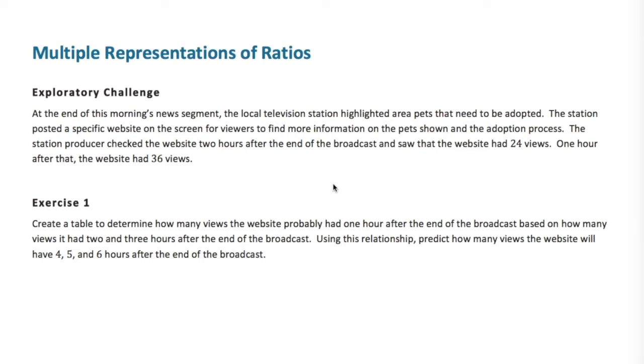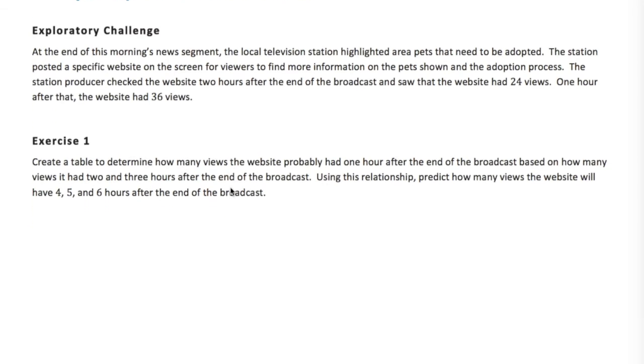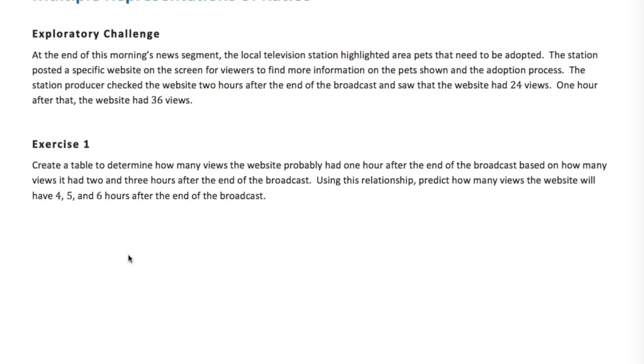Okay, so the first thing we want to do is to create a table, it says, of how many views the website probably had 1 hour after the end of the broadcast based on how many views it had after 2 and 3 hours, which is the information they gave us. Use this relationship to predict how many views the website will have after 4, 5, and 6 hours after the broadcast. Okay, so let's go ahead and start making a table.